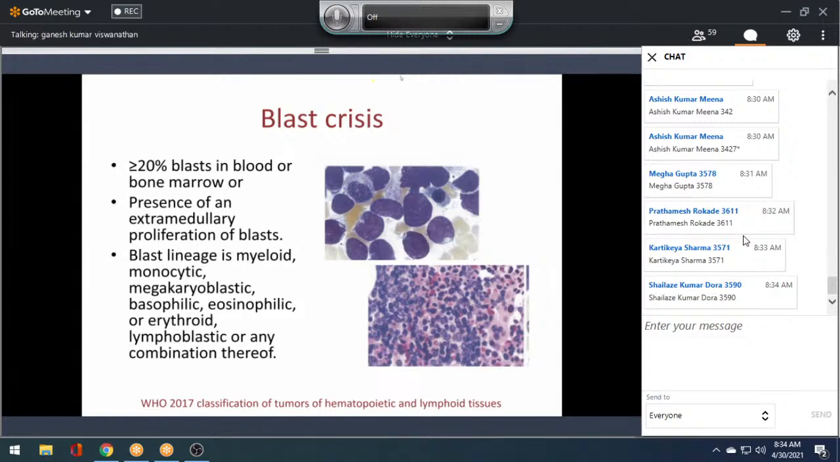So this is a picture where you can see a lot of blasts. All the cells are blasts, large cells, high N:C ratio, dark chromatin, etc. In the bone marrow there are only blasts present. There are no normal hematopoietic cells, or they are very few in number. You can have a megakaryocyte here. We have a few neutrophils here, but the majority of the cells are blasts.